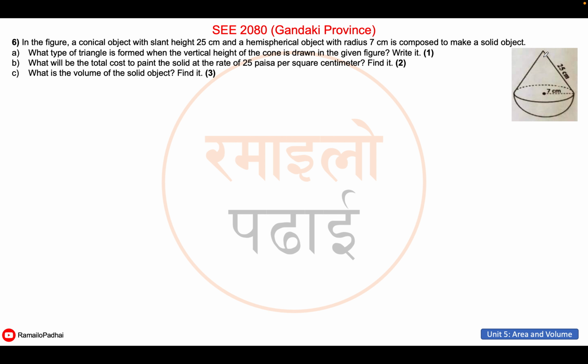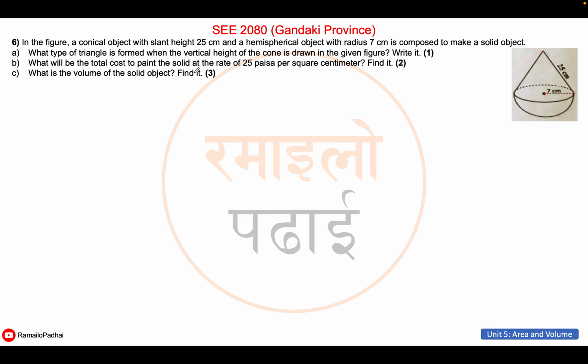As shown in the figure, the slant height of the cone is 25 cm, that is the length from here to here, and the radius of the hemispherical object, from the center of the hemisphere to the circumference, is 7 cm, and both the cone and hemisphere are combined to make a solid object. The radius of the cone will also be 7 cm because the base of the cone and hemisphere are connected and the hemisphere has a radius of 7 cm. What we can say is the radius of both objects is 7 cm.